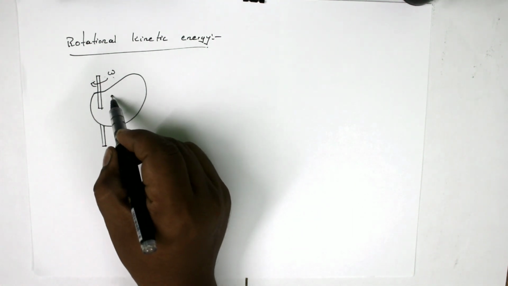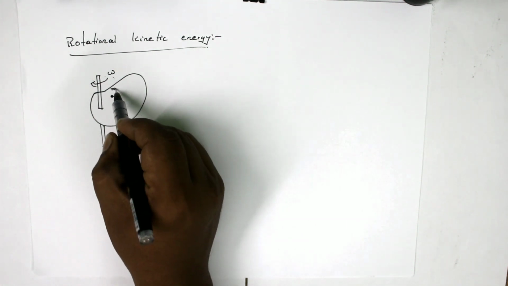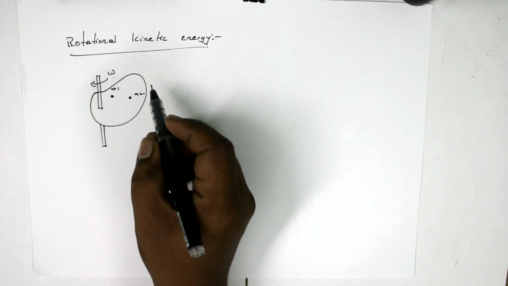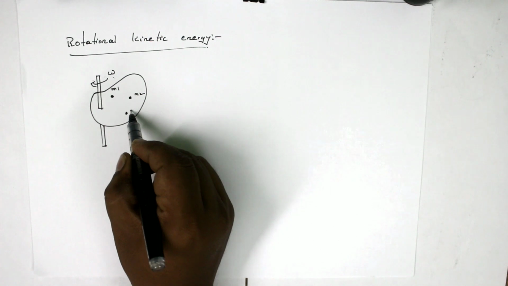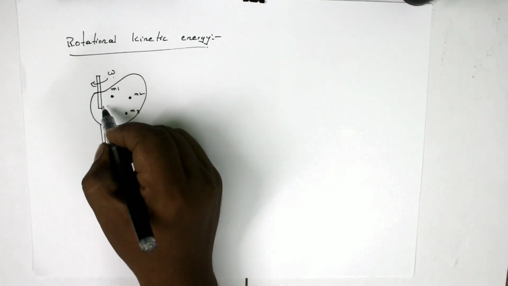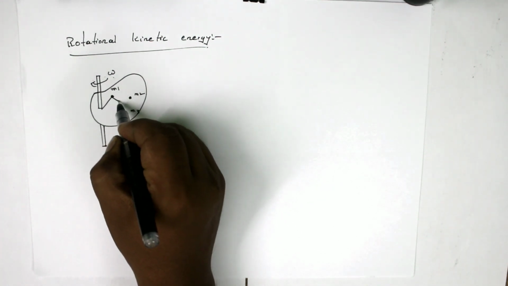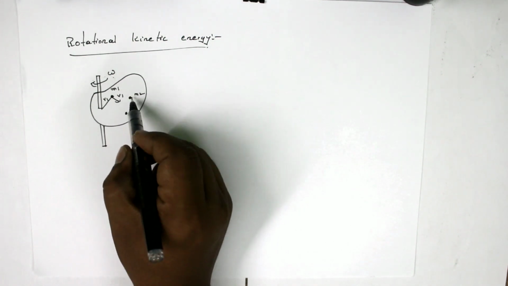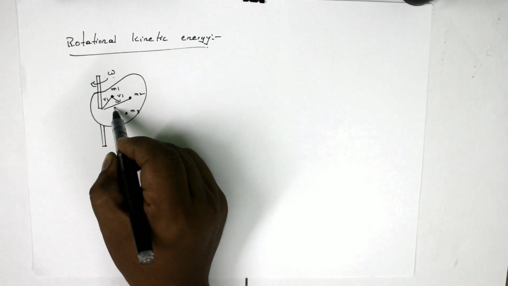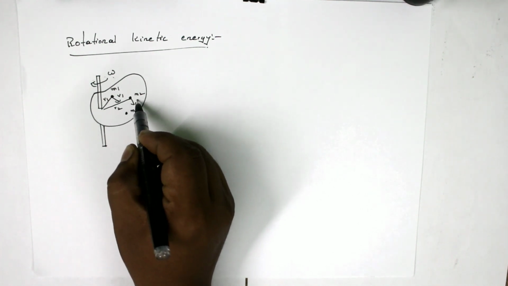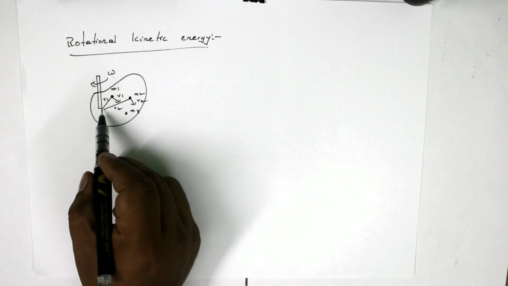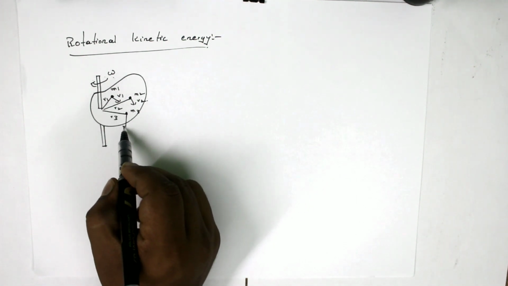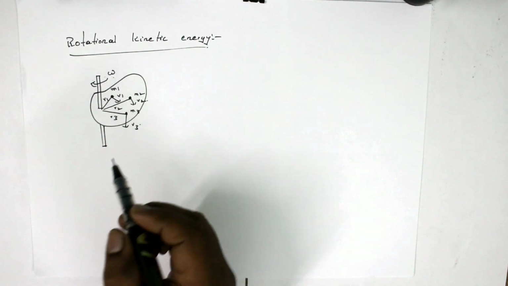Let it be a small particle of mass m1, and this is a small particle of mass m2, and let it be another small particle of mass m3. So from the axis, it is moving with a velocity of v1 at a distance of r1. This mass m2, which is at a distance of r2, is traveling with a velocity of v2, and this m3, which is at a distance of r3, is traveling with a velocity of v3.